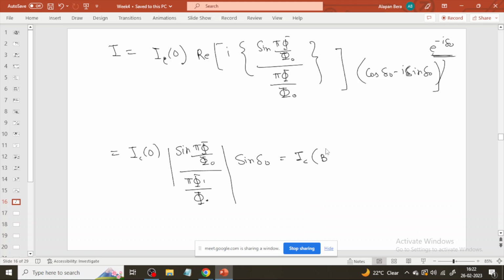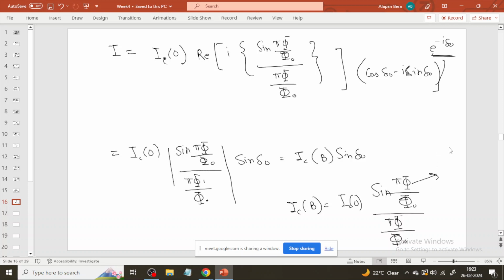Or this can be written as sine of delta naught, where the critical current in the presence of the magnetic field is denoted as I_c(B), equal to I_c in the absence of the magnetic field times sine of phi by phi naught, divided by phi by phi naught. And what is phi? Phi is the magnetic flux through this normal metal. Phi naught is the flux quantum, given by h by 2e.